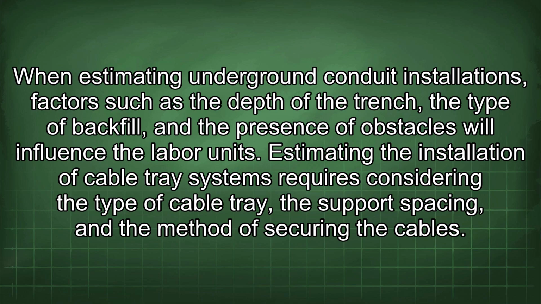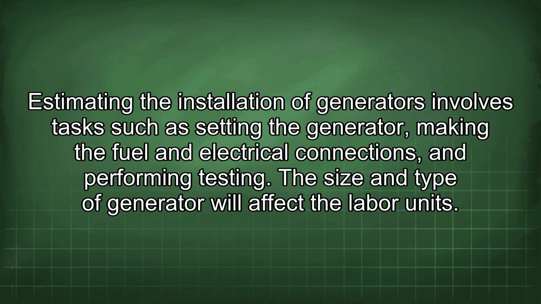Estimating the installation of cable tray systems requires considering the type of cable tray, the support spacing, and the method of securing the cables. Estimating the installation of generators involves tasks such as setting the generator, making the fuel and electrical connections, and performing testing. The size and type of generator will affect the labor units.